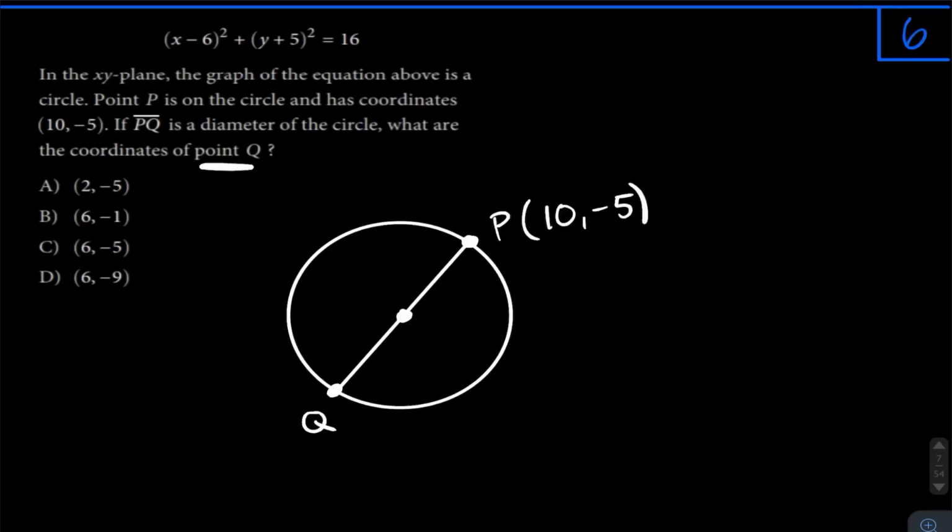And to find the coordinates of point Q, that's exactly what we're going to need to use here, the center of the circle. That's exactly how I would go about solving this, is when you have your center right here.